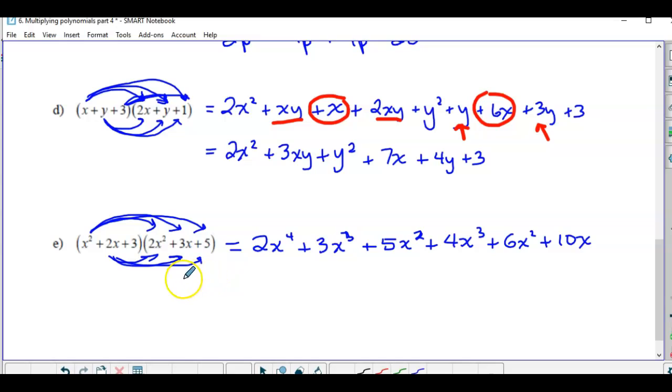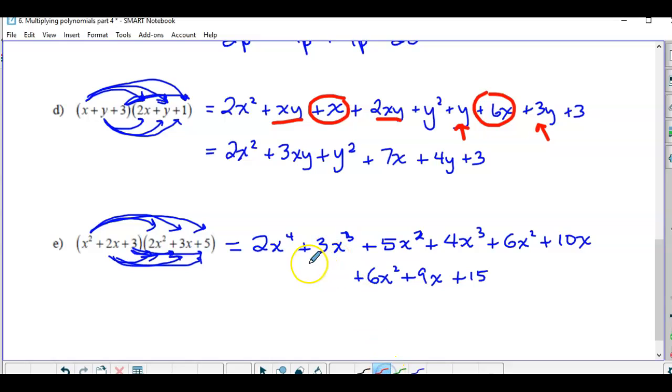Okay, and then now my 3 times everything, I'm going to have to put it underneath because I was writing big. So 3 times 2x squared is 6x squared. 3 times 3x is 9x. 3 times 5 is 15.